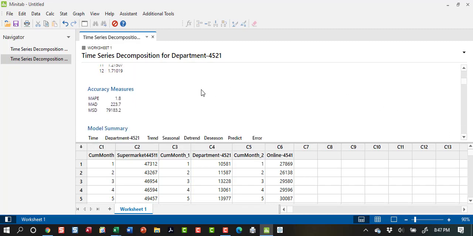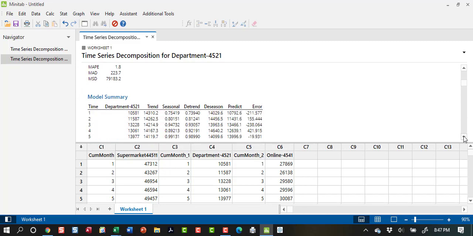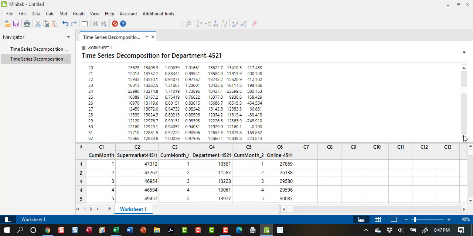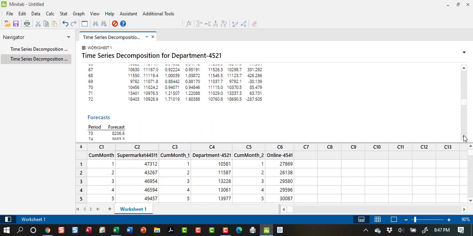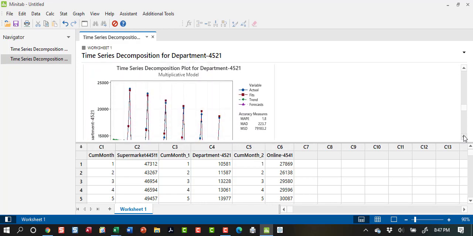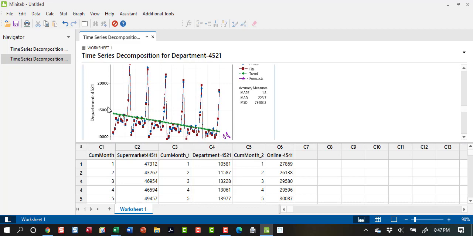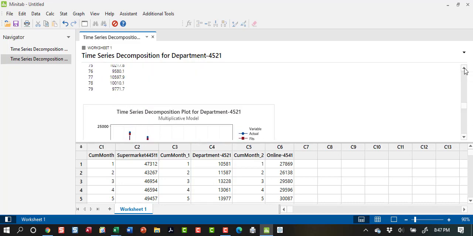It was able to fit a function to the past data, with a mean absolute percentage error of 1.8%, so it is actually still a great percentage. Here we go. Those are the forecasts that I care about, and we can see the trend is down, and it was able to fit to 1.8%, hardly noticeable over here. There are the forecasts.